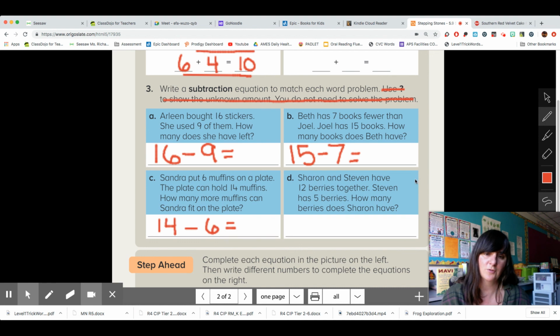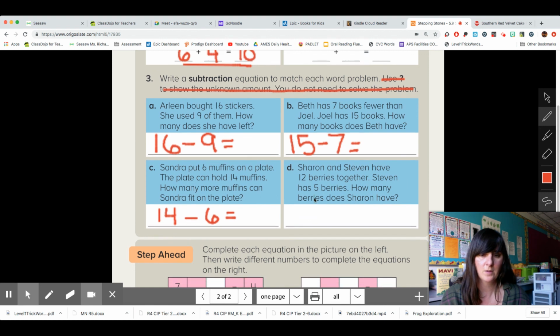Sharon and Stephen have 12 berries together. Stephen has 5 berries. How many berries does Sharon have? So altogether they have 12. If we take away the amount that Stephen has, that will tell us how many Sharon has.